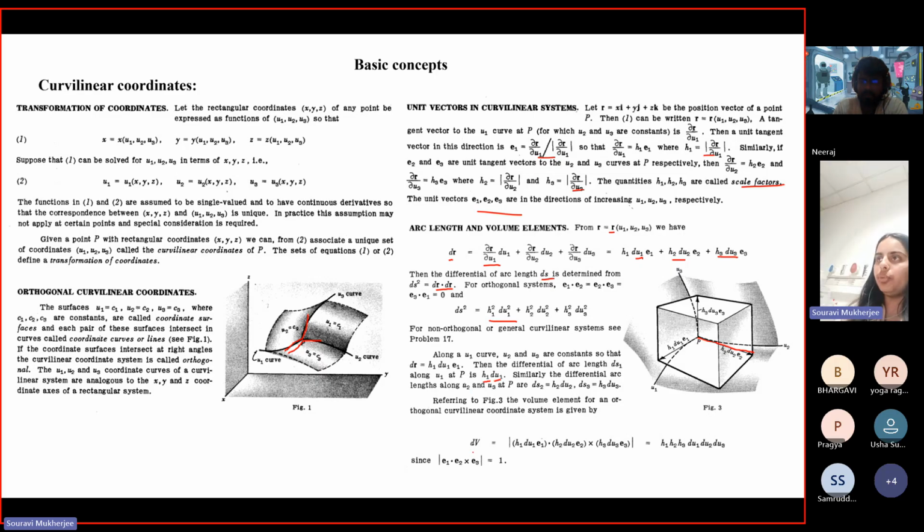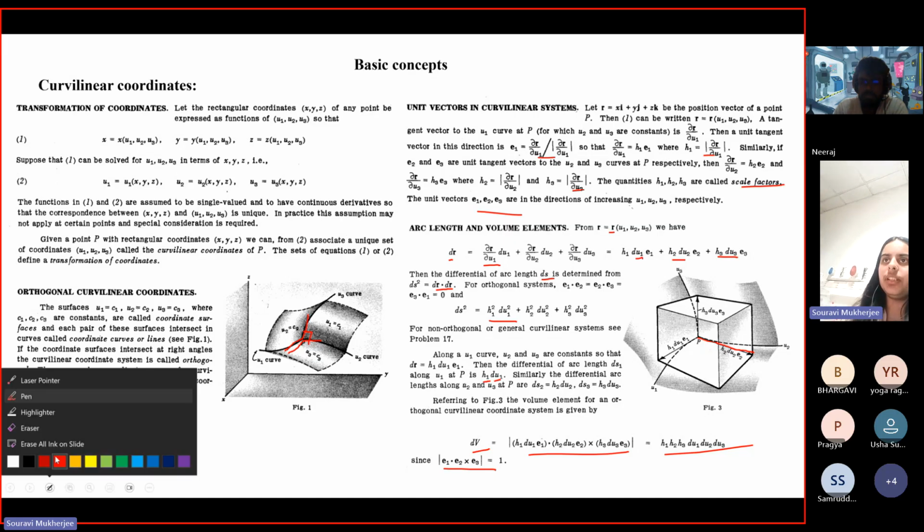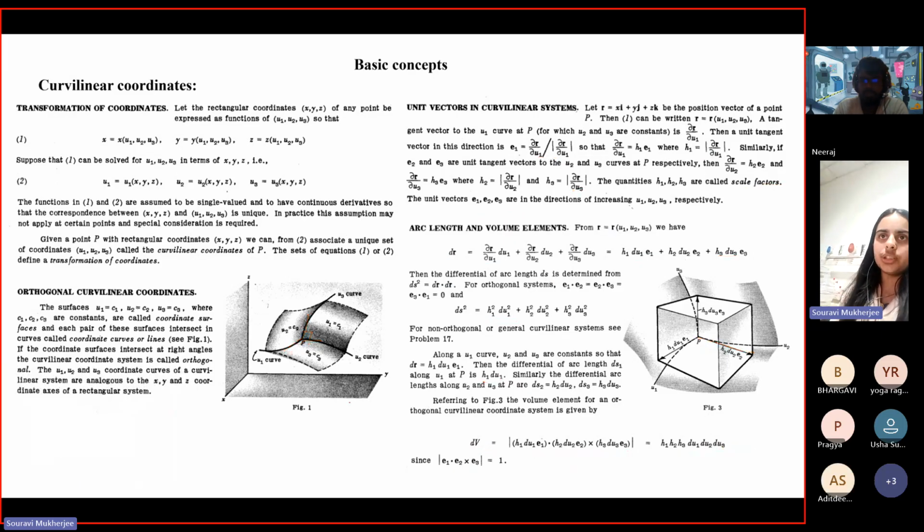You can also define a volume element where you just take this product, and when you solve it, it comes out to be 1. An important point here: whenever you do e1 dot e2 or e2 dot e3, that gives you the angle between these curved surfaces. It can be 90, it might not be 90. If it is 90, then it's an orthogonal system; if not, then it's not an orthogonal system. Typically, when we talk about rectangular coordinate systems, these are orthogonal systems, but it is not necessary that coordinate systems will always be orthogonal.